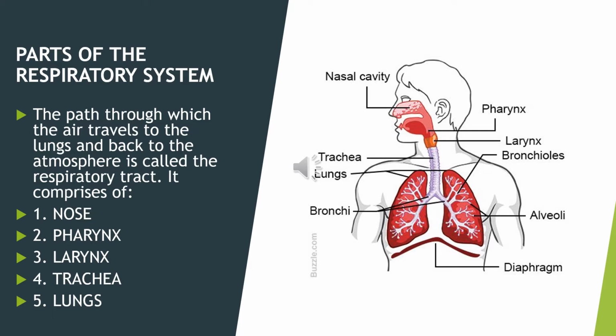The trachea is divided into two bronchi, which enter the left lung and right lung to divide and redivide into smaller branches known as bronchioles. At the end of each bronchiole, there is an air sac, which is known as alveolus. The plural is alveoli. The diaphragm is a flexible sheet of muscle which separates the chest cavity from the abdominal cavity.